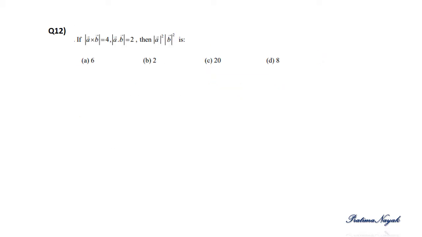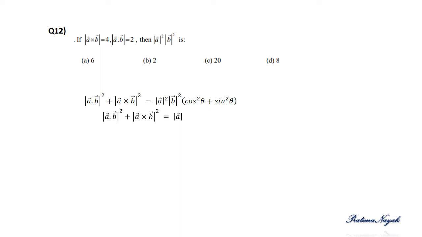Now |A cross B| is equal to 4, |A dot B| is equal to 2. Then you have to find |A|² into |B|². Options are given. Now if you know the formula or concept, (A dot B)² plus (A cross B)² is the same as A²B² cos²θ plus sin²θ. So that will be again A² into B².